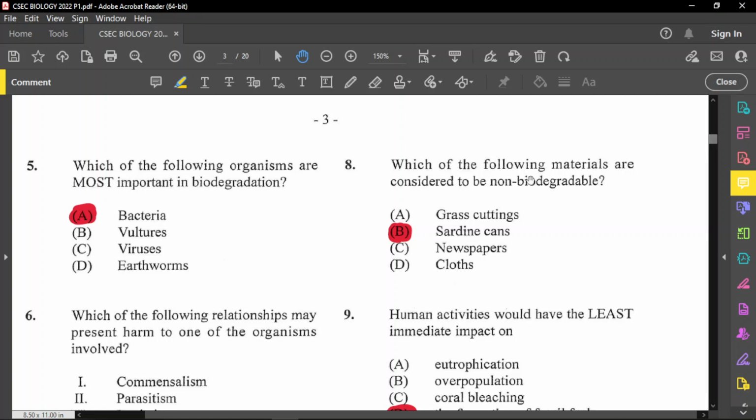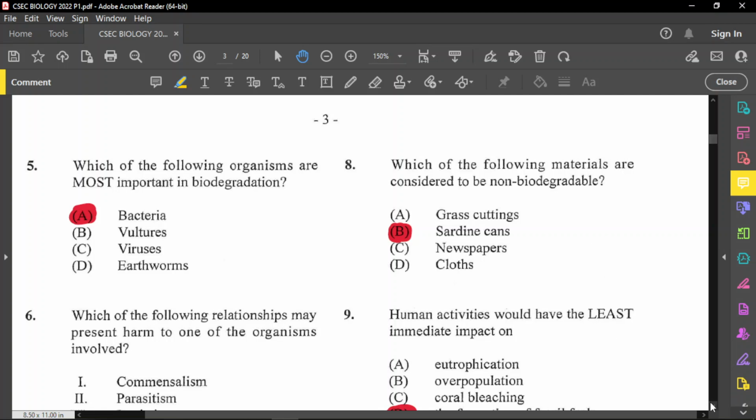And question number 8 is which of the following materials are considered to be non-biodegradable? Again, there's no explanation needed for this one because all living things or things from living organisms, they are biodegradable. So grass cuttings, definitely. Newspapers are from plants, paper coming from plants. Cloth as well can be broken down because, for example, you can have cotton, you can have silk. So definitely those are biodegradable. Sardine cans, definitely going to take a long time to break down.